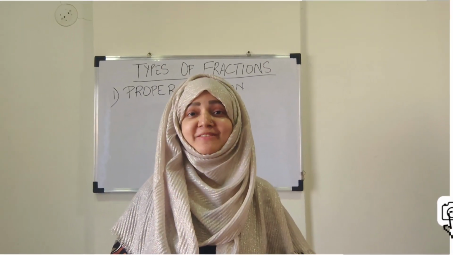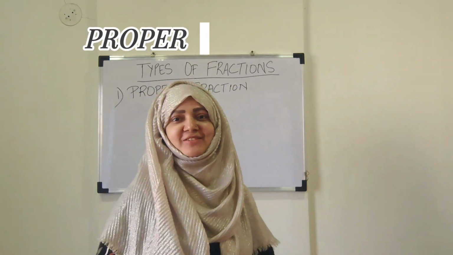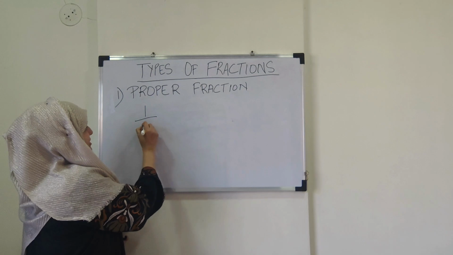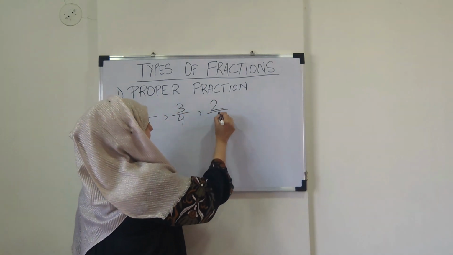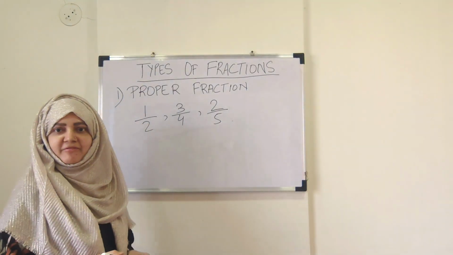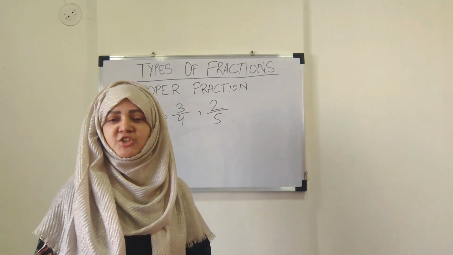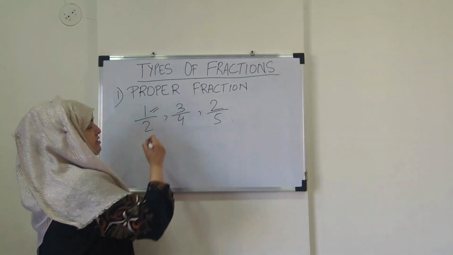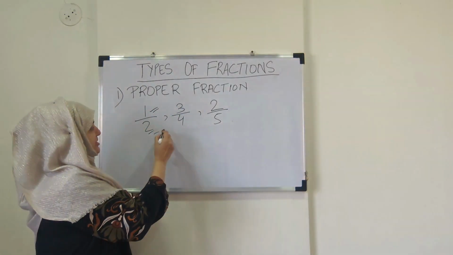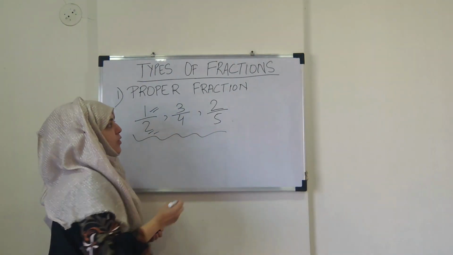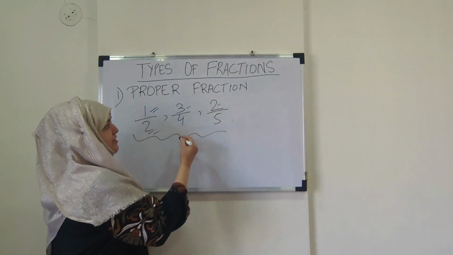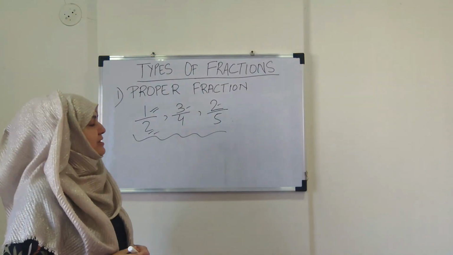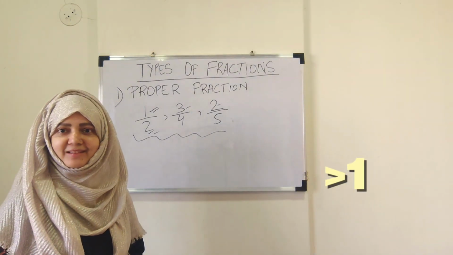So today we'll learn different types of fractions. Let's first learn about proper fractions. So 1 by 2, 3 by 4, or 2 by 5. All these are proper fractions. A proper fraction is a fraction where the numerator is smaller than the denominator. Here you can see all these fractions have a smaller numerator than the denominator. That means the value is always less than 1.